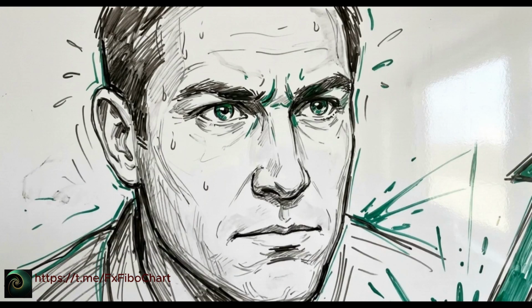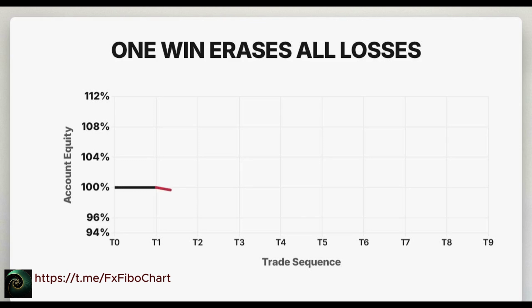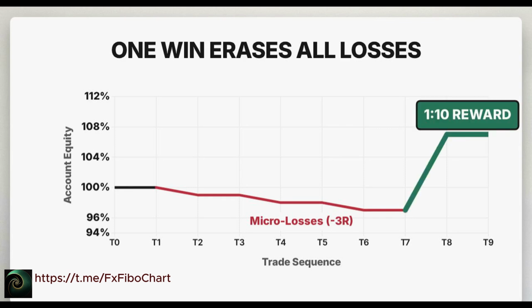The challenge here is psychological. You must have the mental stamina to execute the third attempt with the same discipline as the first. Look at the account balance logic. 3 micro losses create a tiny drawdown, but the vertical spike from a single winner eclipses all previous highs instantly.